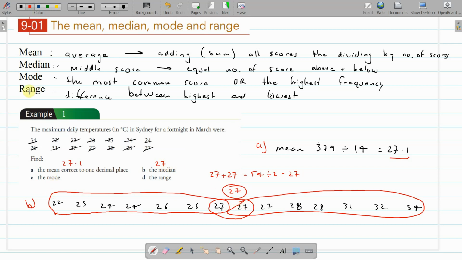Okay, mode is the most common score, and I think 27 was the most common score. And the range, the difference in part D, higher score minus lower score, is 12. 12 is the range.